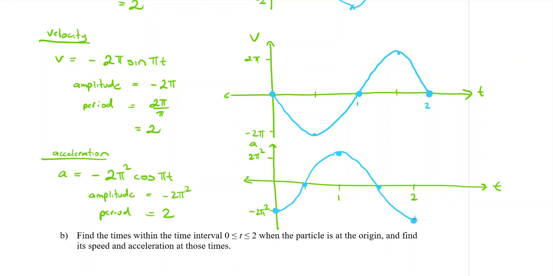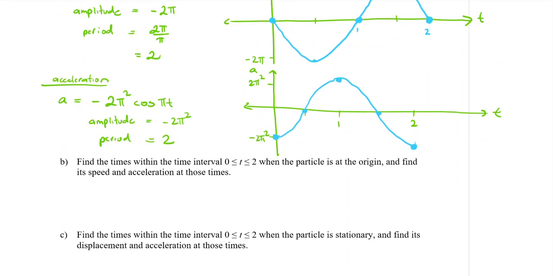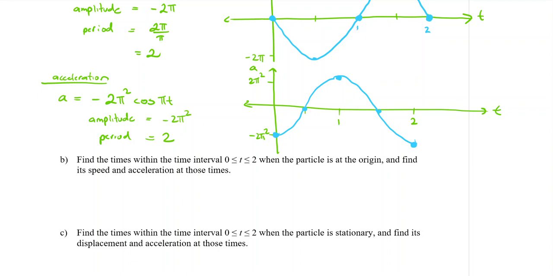And then we have some things to describe, I think, for the next few parts. Find the times within the time interval between 0 and 2, which is what we've been looking at, when the particle is at the origin. Find its speed and acceleration at those times. When is my particle at the origin? Now, this is talking about the displacement. I have not moved from the origin, so that means my displacement is 0. Where is my displacement 0? Look at your displacement graph.